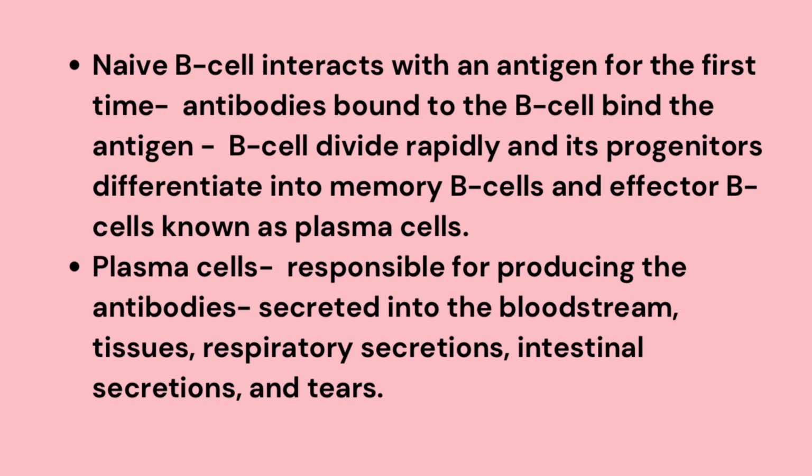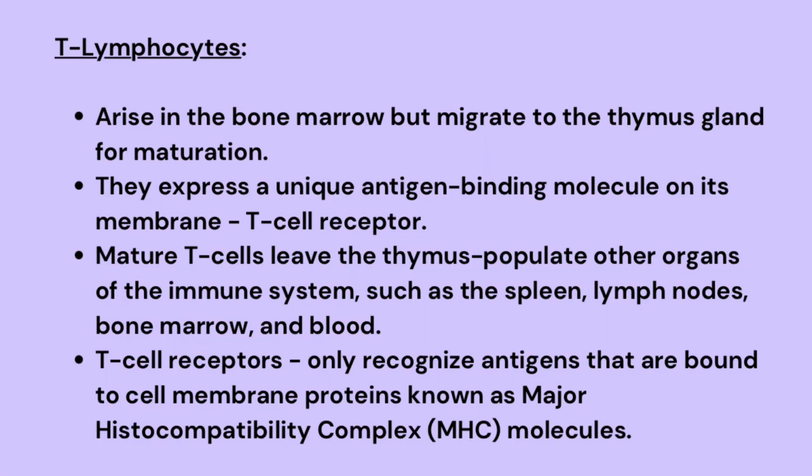When a naive B cell interacts with an antigen for the first time, this antigen has to match the membrane bound receptors on the B cell. These B cell receptors will bind with the antigen, and this will cause the B cell to divide rapidly, and its progeny will differentiate into memory B cells and effector B cells known as plasma cells. It is the plasma cells that will produce antibodies, which are secreted into the bloodstream, tissues, respiratory secretions, intestinal secretions and tears.